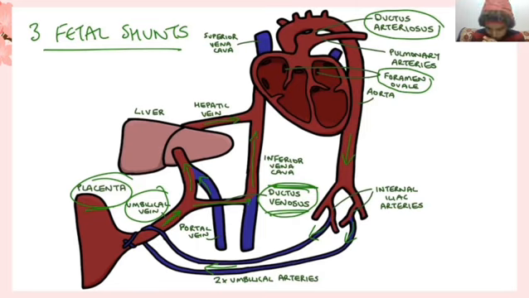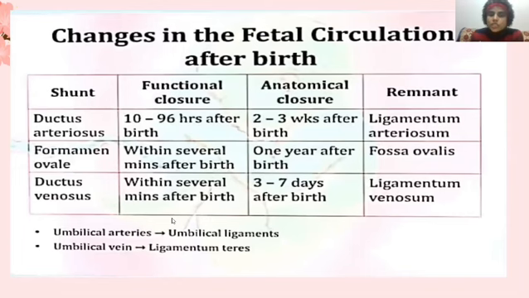See, when the fetus is born, there is closure of the ductus venosus, ductus arteriosus, and foramen ovale. So we'll see what changes occur in fetal circulation post-birth. First of all, the remnant of the ductus arteriosus is the ligamentum arteriosum. This is important from your MCQ perspective. The remnant of the foramen ovale is the fossa ovalis, and the remnant of the ductus venosus is the ligamentum venosum.